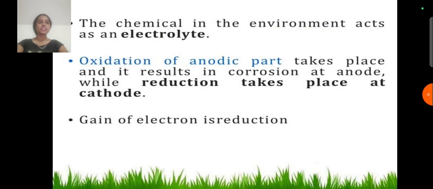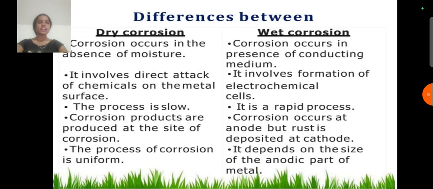And the chemical in the environment acts as an electrolyte. Oxidation of the anodic part takes place and it results in corrosion at the anode, while reduction takes place at the cathode. Gain of electrons occurs in reduction. This is about the wet corrosion theory. And next, the differences between dry corrosion and wet corrosion.